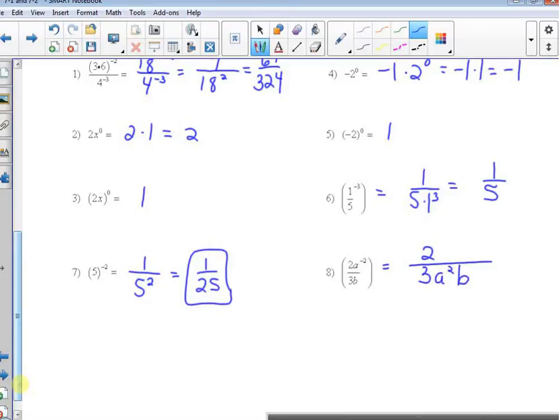Number 8 is 2 over 3a squared b. Now notice that I took that a to the negative 2 and put it down to the denominator. Nothing else had a negative exponent attached to it, so it's going to be 2 over 3a squared b.